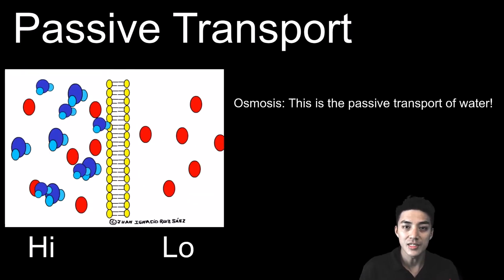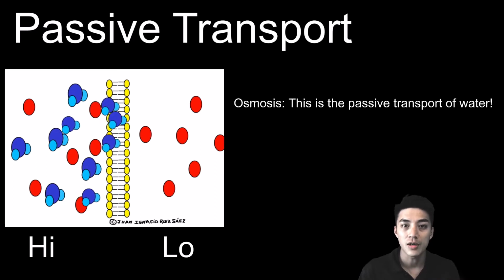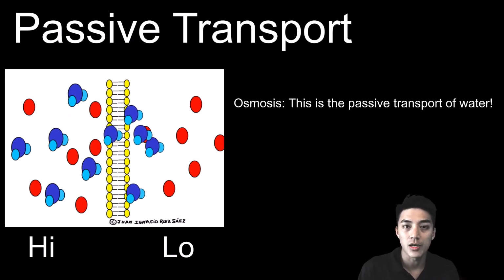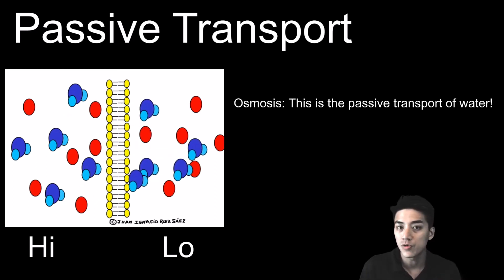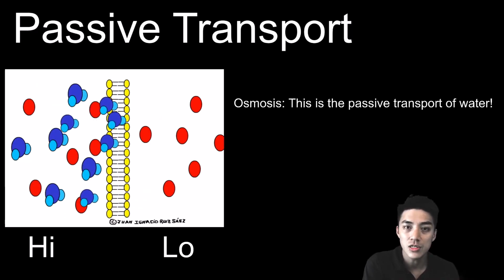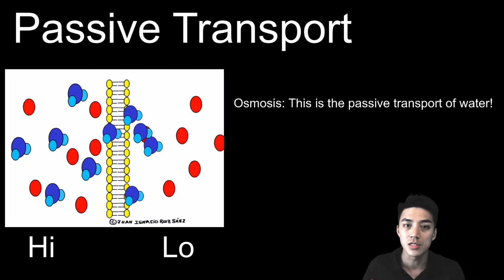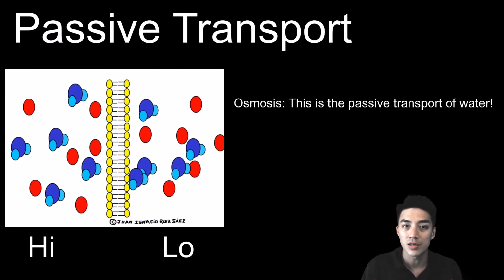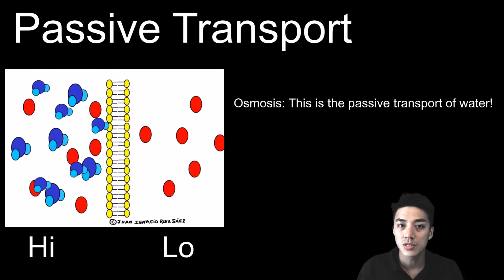Osmosis is basically the diffusion of water. It's a form of passive transport, and notice again in the model that I provided how the water is moving from an area of high concentration to low concentration. It just does it on its own and it requires no energy. This is osmosis, which is passive transport of water.